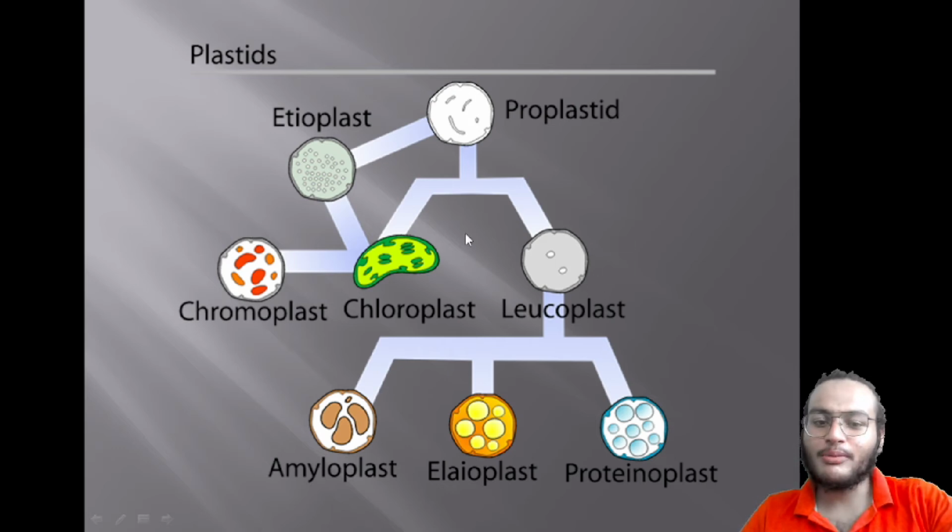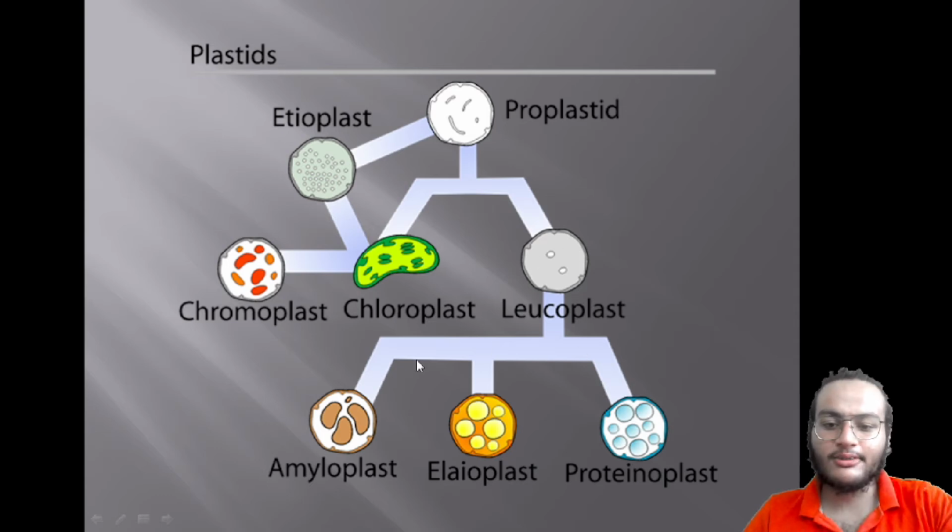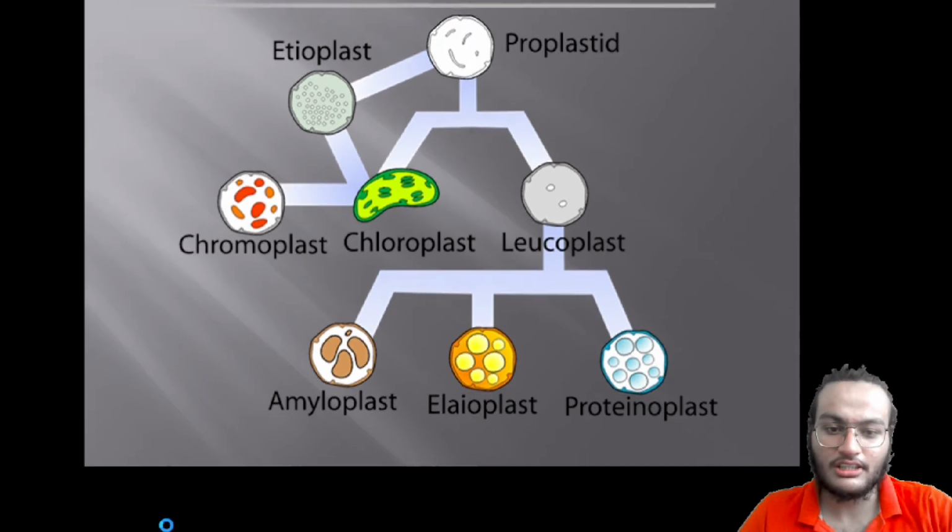Leucoplast क्या है? Leucoplast is again white colorless plastid which is divided into amyloplast, elaioplast and proteinoplast. This is amyloplast जिसमें starch granules को स्टोर किया जाता है. This is elaioplast जिसमें fatty acids को स्टोर किया जाता है. And this is proteinoplast, of course proteins को स्टोर किया जाता है.